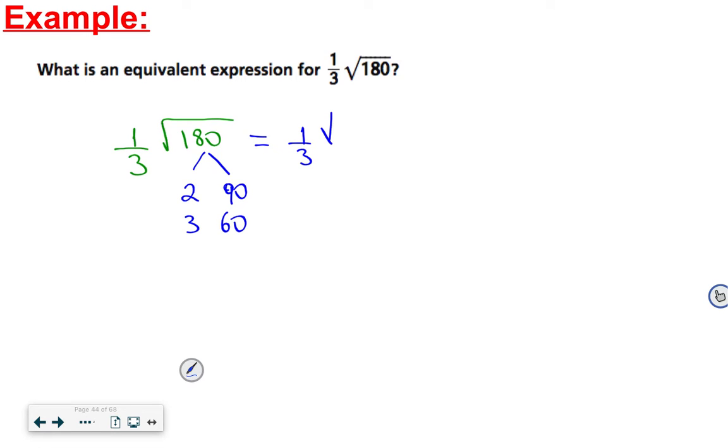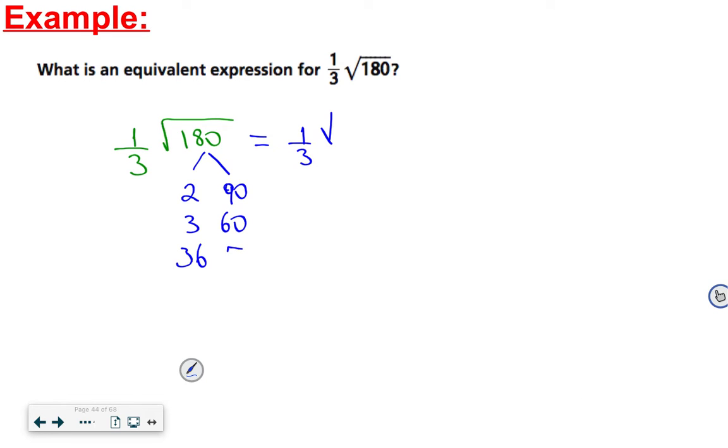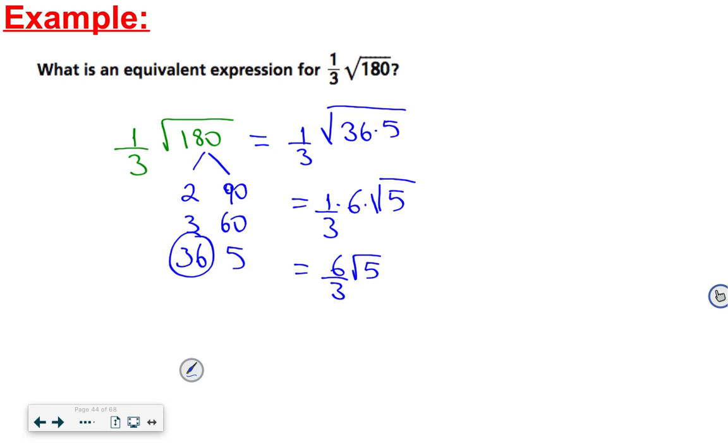And what about this? 36 times 5. As you see here, 36 is the greatest perfect square. Now I can get the 36 out of the root as a 6. You cannot get the 5 out of the root. That's why I leave it. When you multiply this, you will get 6/3 radical 5. When you simplify, you will get 2 radical 5 is the simplest form of this expression.